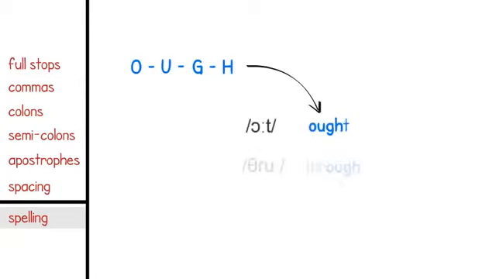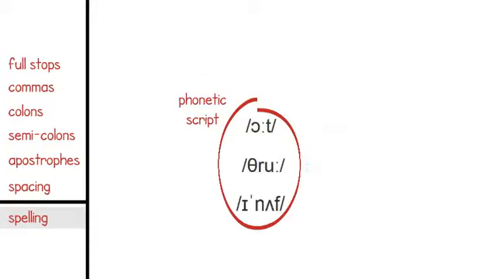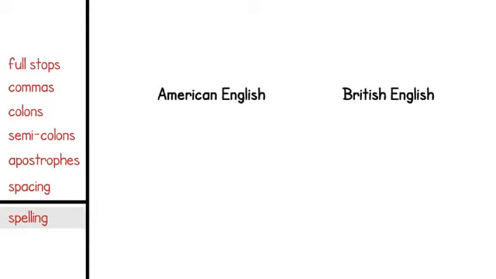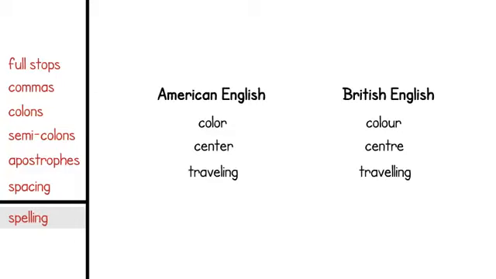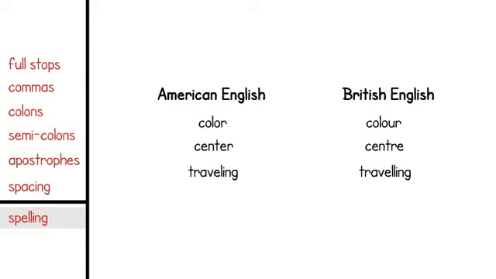Ought, through, enough. For this reason, it is good to know how to read phonetic script in a dictionary, like this. There are also differences in American and British English spelling. For example, colour, centre, and travelling. Australia tends to use British spelling. Both American and British spelling are usually acceptable for lecturers and tutors, but it's important to be consistent and not change styles.